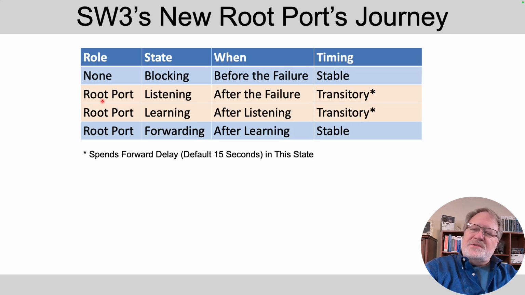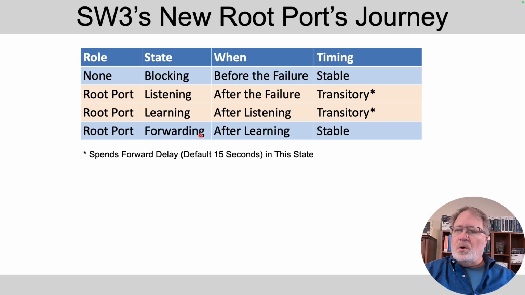Once switch 3 chooses to place the port in a root port role, it puts the state in a spanning tree state called listening. And in listening state, it just says, hey, I'm listening for frames, but I'm not learning their MAC addresses. I'm not forwarding the frames. And it stays there for forward delay seconds, which defaults to 15 seconds. And then after that 15 seconds, it moves to learning state, 15 seconds again, based on that same forward delay time, and then finally reaches forwarding state. So it's an extra 30 seconds to move from blocking to a forwarding state.